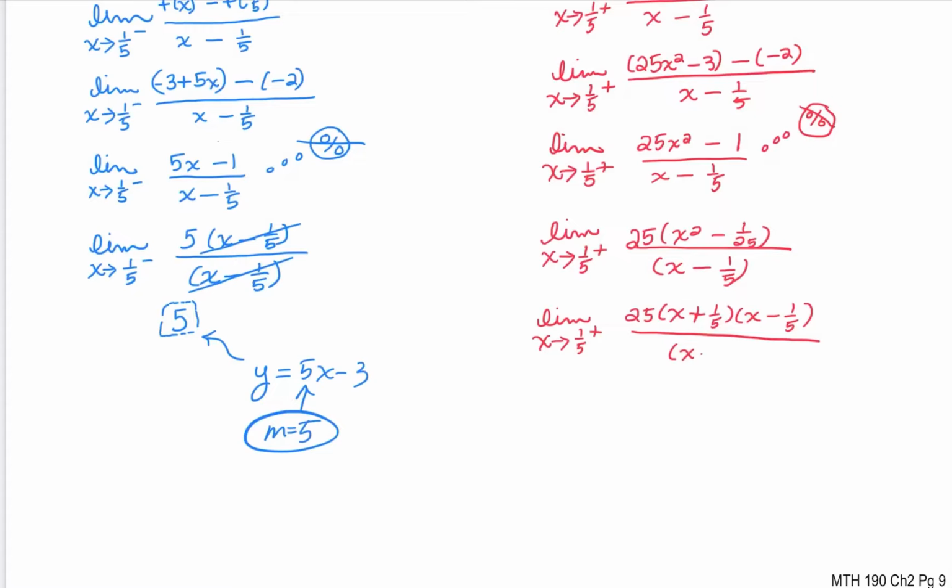And so now we're able to reduce x minus 1/5 over itself, and reevaluating that limit, we have 25 times, subbing in 1/5 with the remaining x plus 1/5. So that's going to be 2/5, and then the 5s would reduce, 5 times 2, so 10.